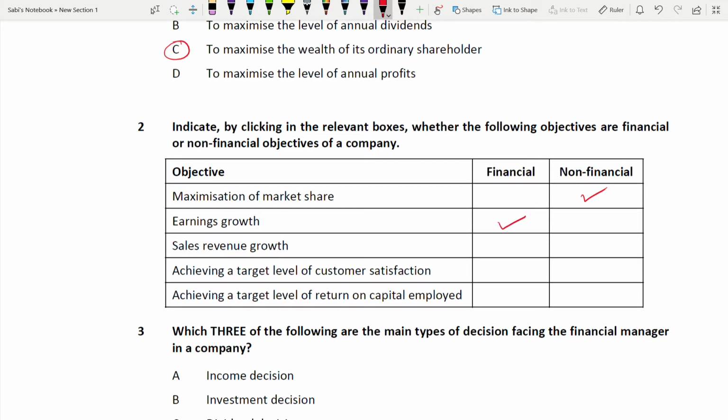Okay, clicking in the relevant box. So you have to click, but I am ticking here. Okay, when you do it, you have to click in the relevant boxes. Sales revenue growth. Again, it's a financial objective.